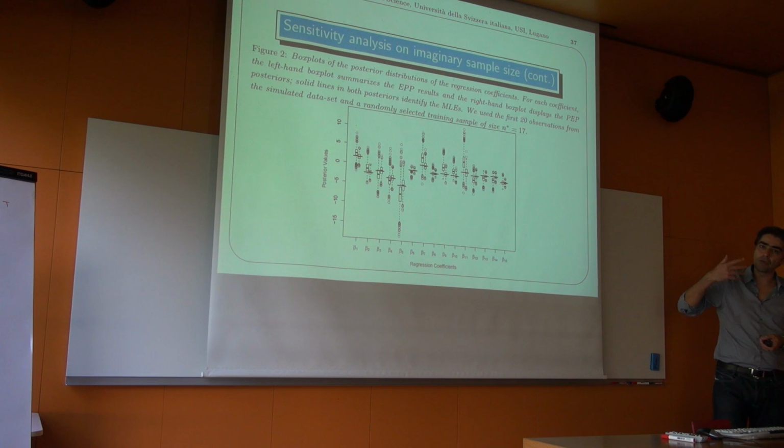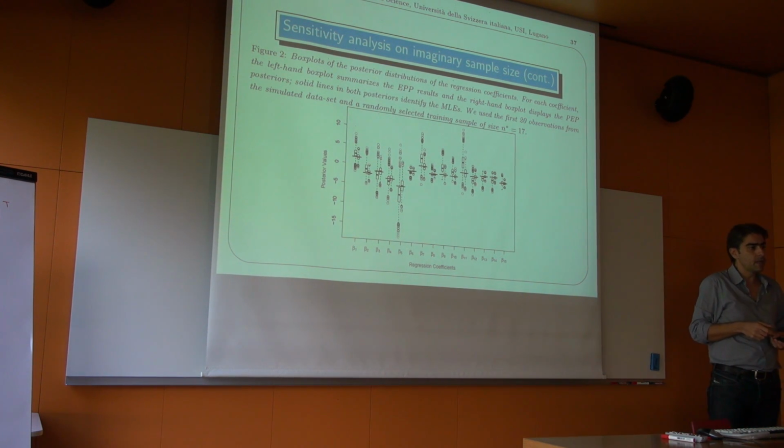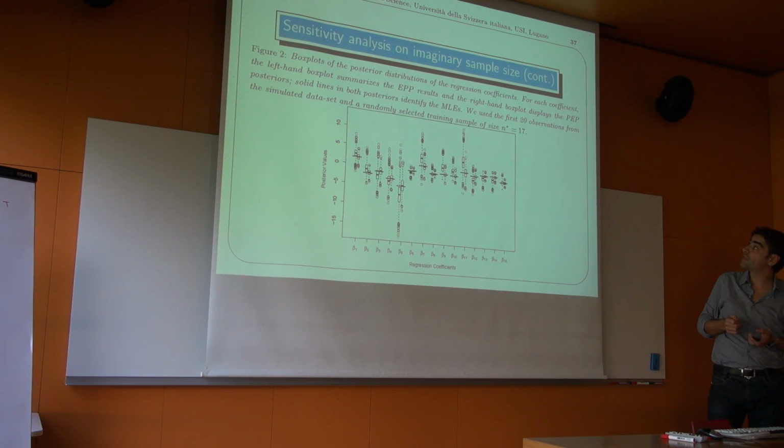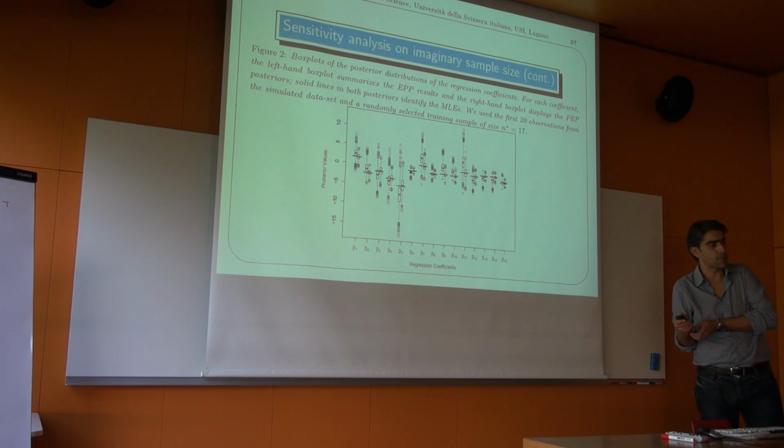And this is example number 2. This is the problem I was telling you before, when n is close to p, but still n is larger than p. This is an example with 20 observations and 15, I think, covariates. So the minimal training sample is 17, n star is 17. So you see that n star is very close to n. And here I present the posteriors for this problem, summarized by box plots. You see for every coefficient 2 box plots: the left one is from the expected posterior prior, the right one is from the power expected posterior prior, and the solid lines are the MLEs.